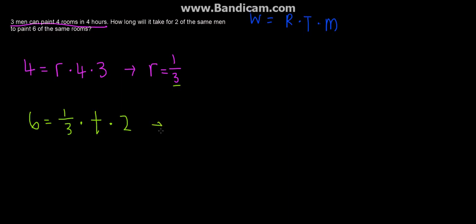So if we simplify this, we get 2/3 t equals 6. And then we can simplify this to t equals 9. So our final answer is that two of the same men can paint 6 of the rooms in 9 hours.